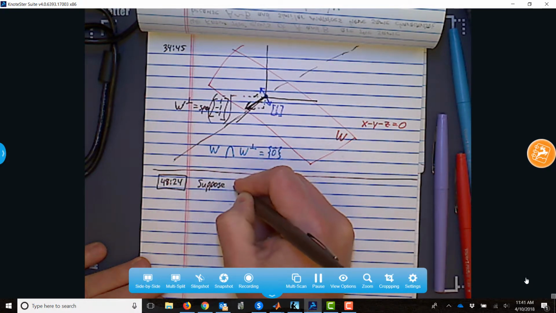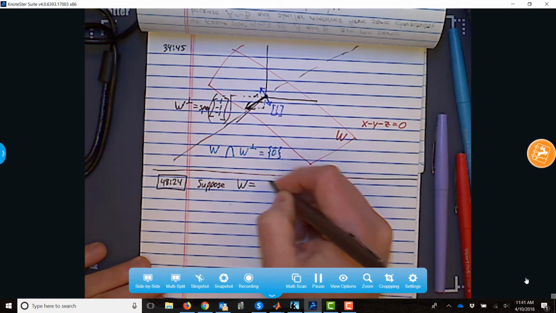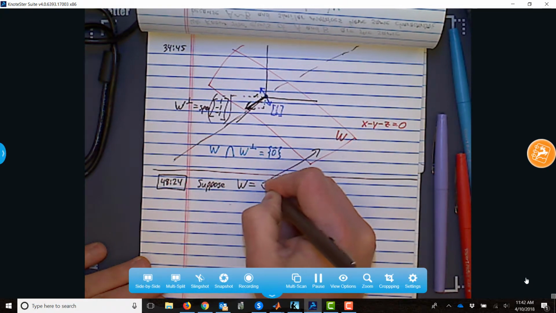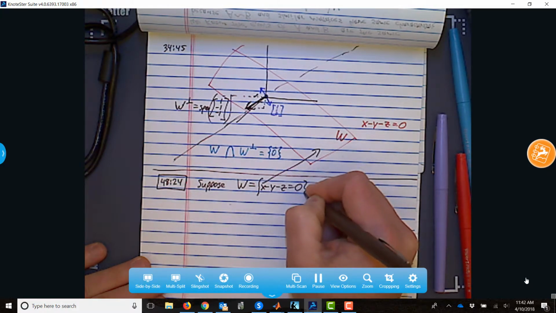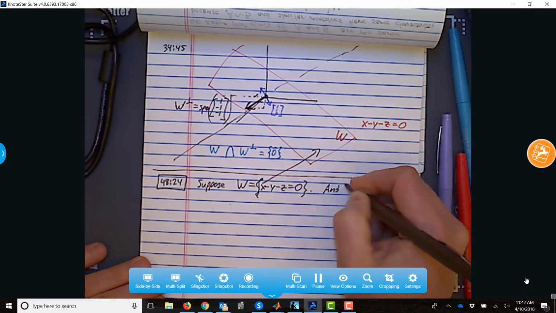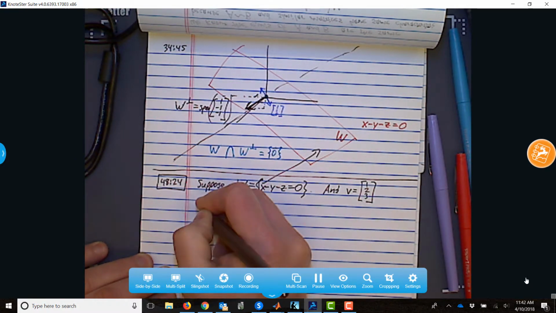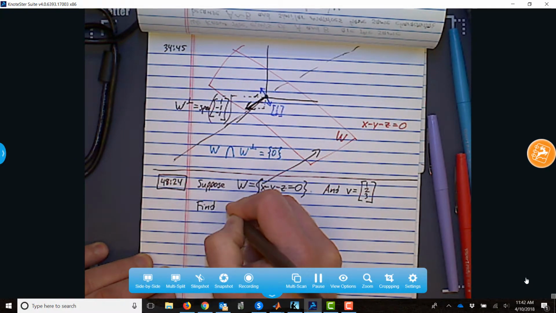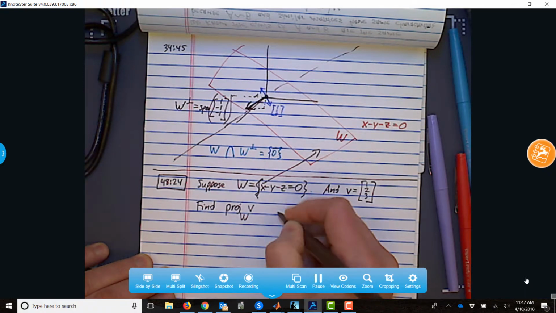Suppose W is this plane, x minus y minus z equals 0. And let v be the vector 1, 2, 3. Let's find the projection of v onto W the right way.